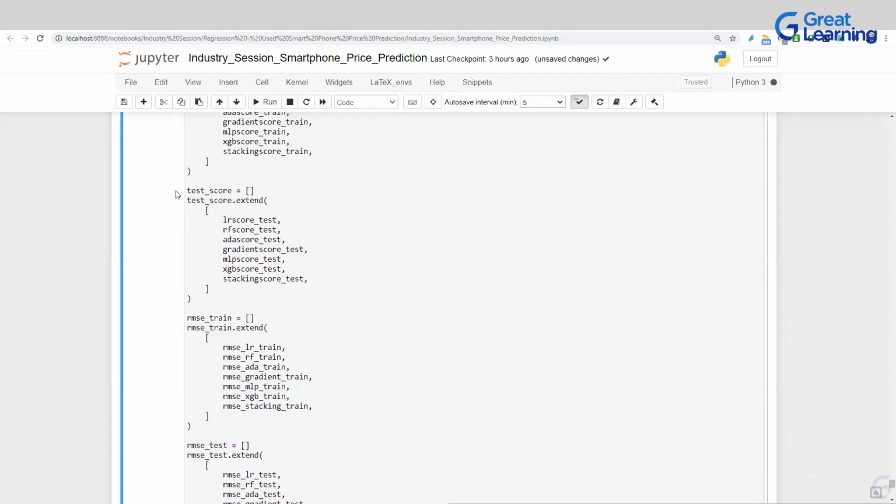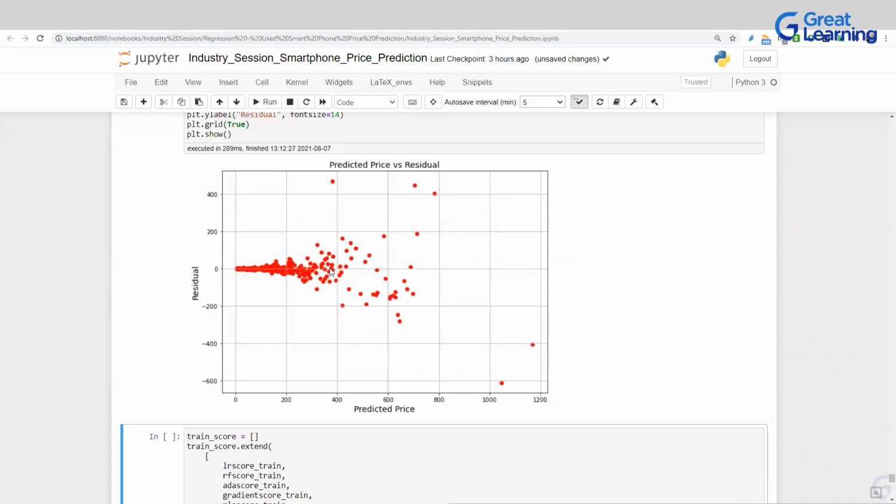If you look at the residual analysis, it also gives us a similar kind of result, wherein up to 200, the residuals are very low. Up to 400, there's a little higher scatter, and above 400, it's very high. So it's a similar kind of result that we also got with AdaBoost, XGBoost, and random forest.